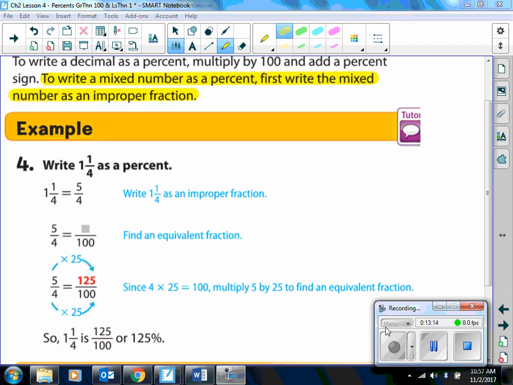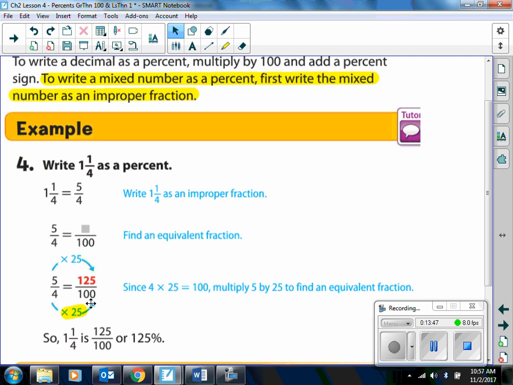So example 4 says write 1 1/4 as a percent. So the first thing we're going to do is we're going to write 1 1/4 as an improper fraction. So 1 1/4 becomes 5/4. And now we're going to write that we need to change 4 to 100. Okay? So in order to change 4 to 100, we're going to multiply times 25. Oops, very good. So if I multiply by 25 in the denominator, I need to do the same thing in the numerator. So when I multiply 5 times 25, I get 125.